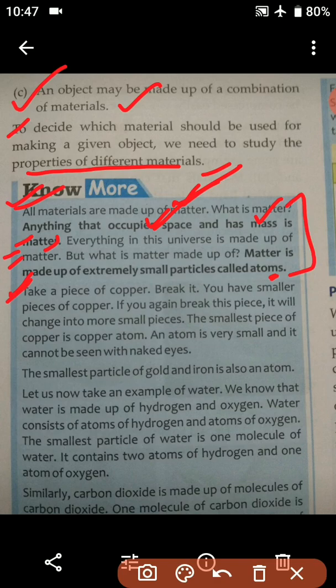Take a piece of copper. You just need to take one piece of copper, then you need to break it. Then what happens? You have similar pieces of copper.